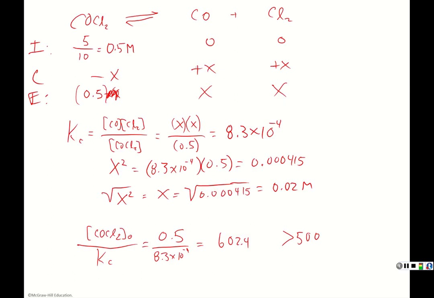And on an exam, I'll make it very obvious to you if you can use this simplifying assumption. I'm not going to give you an initial concentration and an equilibrium constant that equals 500 or 400 and try to make you decide whether that's going to be justified or not. And most likely I will tell you to use simplifying assumptions on a problem if you are supposed to.